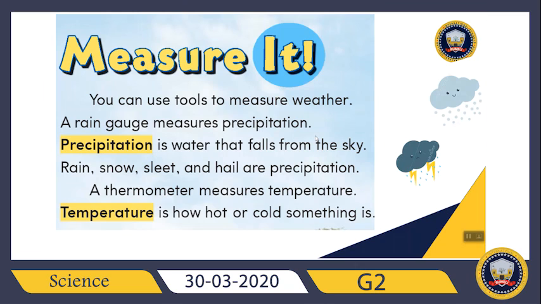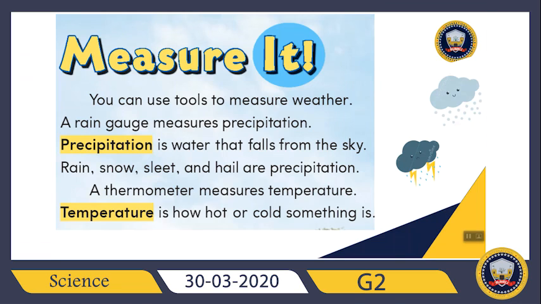We call it a rain gauge, it measures precipitation. Now, what is precipitation? Precipitation is water that falls from the sky. Do you see the water from the sky, the rain? We call it precipitation. Again, precipitation is water that falls from the sky.